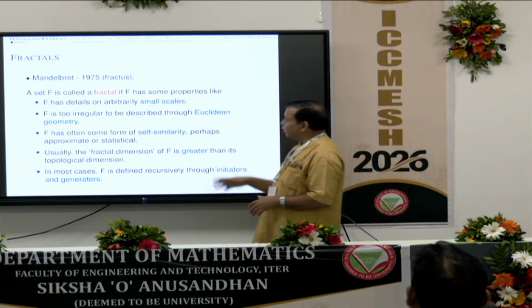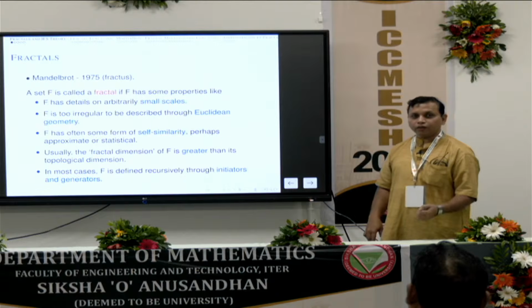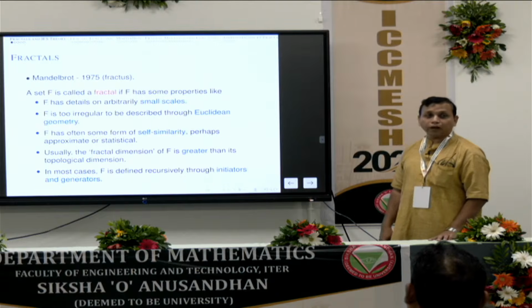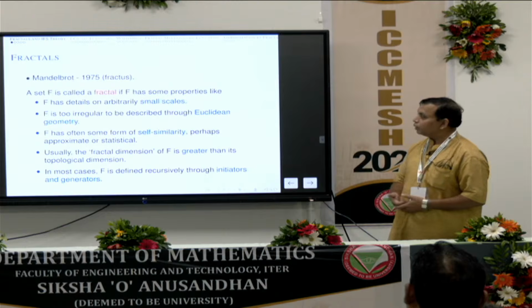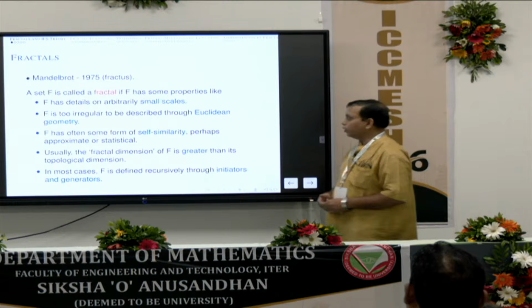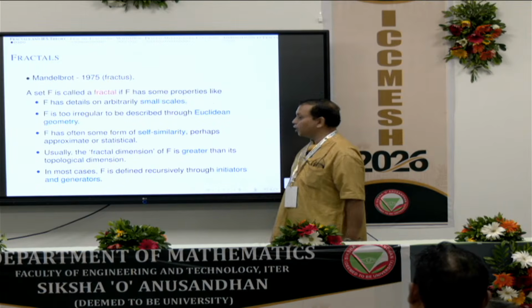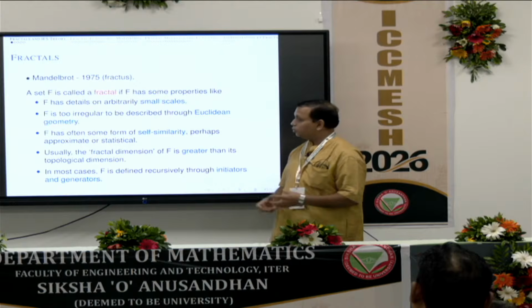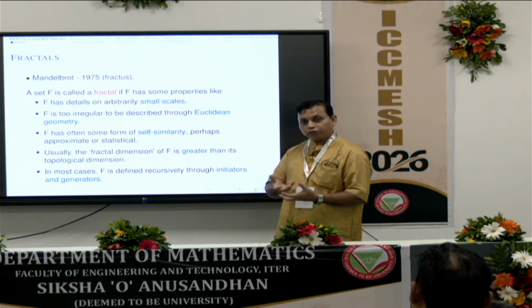So, that is why fractals came, and fractal has no universal definition. Like it is very difficult to define what is life; we have to give some characteristics to define life. In a similar way, it is difficult to define a fractal. Therefore, there are some properties. F has details on arbitrary small scales. If you take small scales, meaning if you zoom in on anything, you can see the details again.